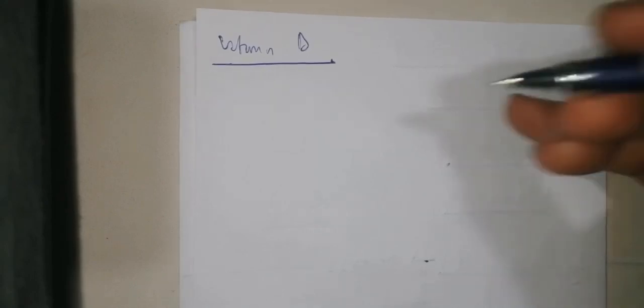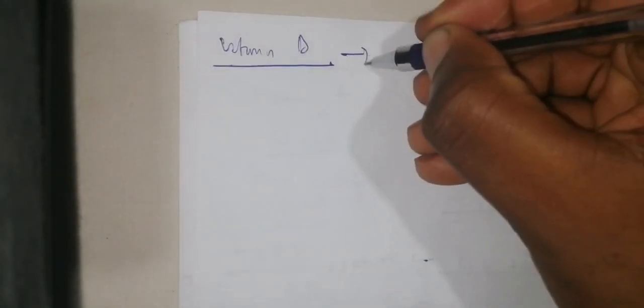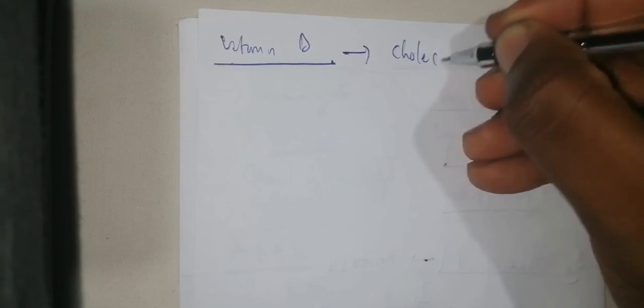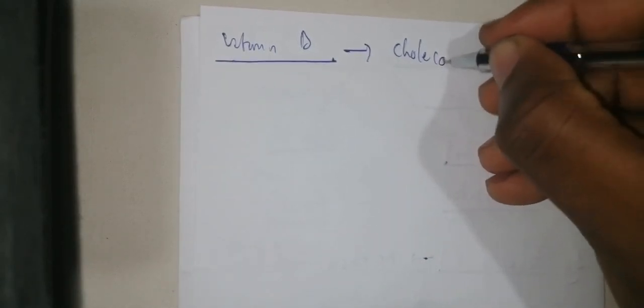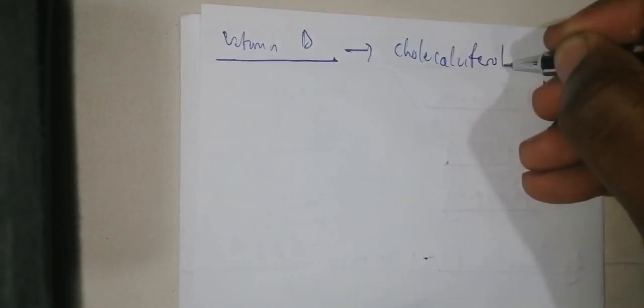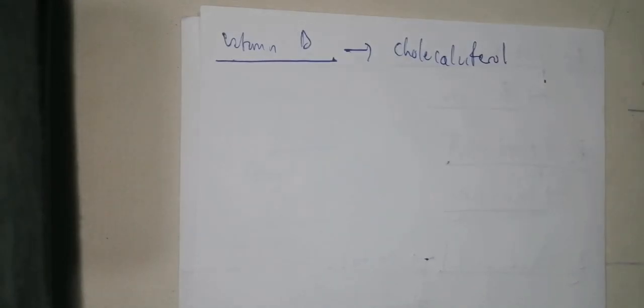body. Is it clear? There are different forms of vitamin D. We have the first form, which is at the level of the skin. It is cholecalciferol. Is it clear? So we are going to have cholecalciferol at the level of the skin.